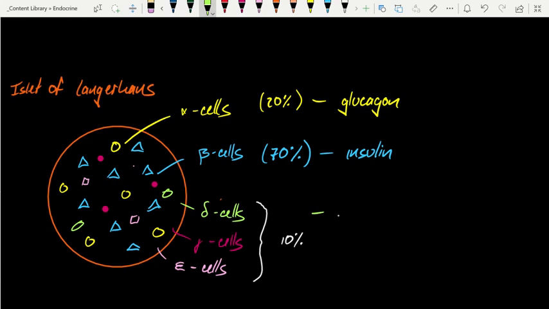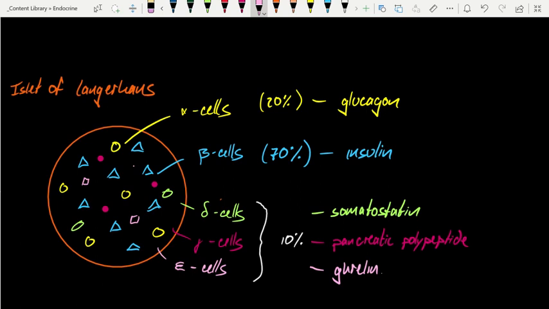The delta cells make and release somatostatin, which, as we've discussed previously, is kind of a pan inhibitor of a lot of things. The gamma cells make and release a little protein called pancreatic polypeptide, and the epsilon cells are releasing ghrelin. However, these 3 bottom cell types are not the focus of this presentation, and what we want to turn our focus to now is on the alpha cells and the beta cells, and understanding how glucagon and insulin work together to maintain glucose homeostasis.